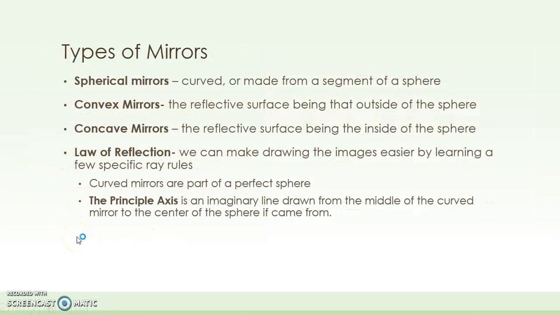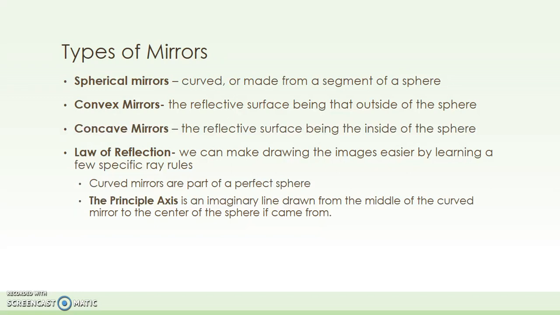There are also different types of mirrors. We have spherical mirrors, which are curved and made from segments of a sphere. Convex has the reflective surface on the outside of the sphere, and concave has the reflective surface on the inside of a sphere. The law of reflection applies to both convex and concave mirrors, so we can make drawing the images easier by learning a few specific ray rules.